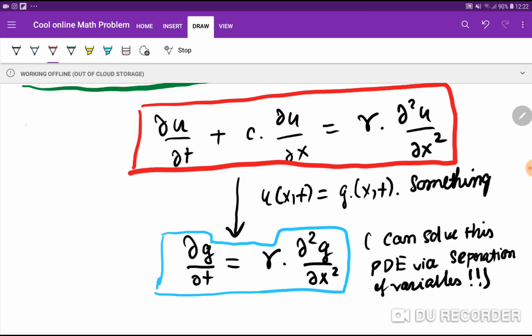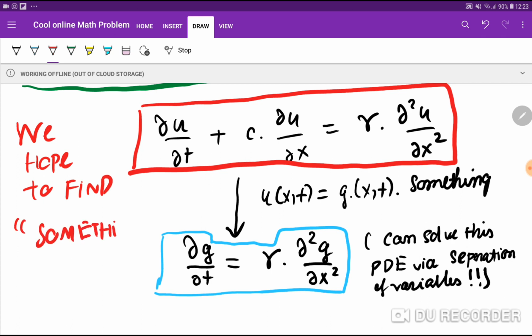So right here, we hope to find something. It's this thing. In the next video, I will show you guys how to find it. Hopefully it will be very interesting to see all the steps to obtain this beautiful expression. I appreciate everyone's attention, and I will see you in the next video.